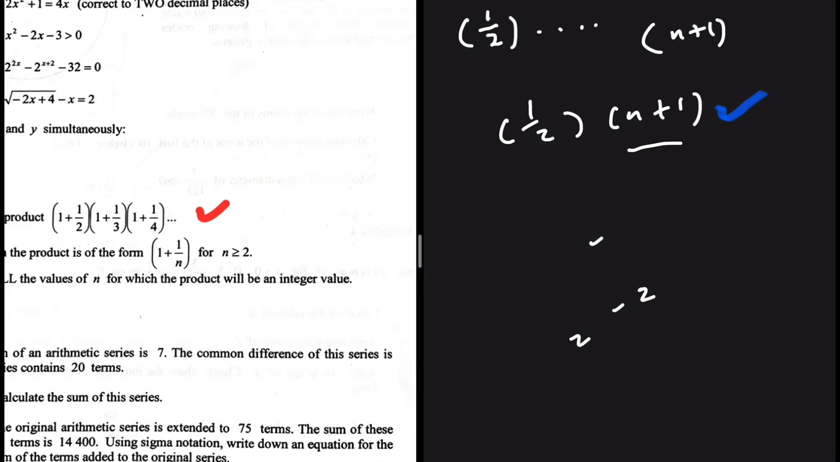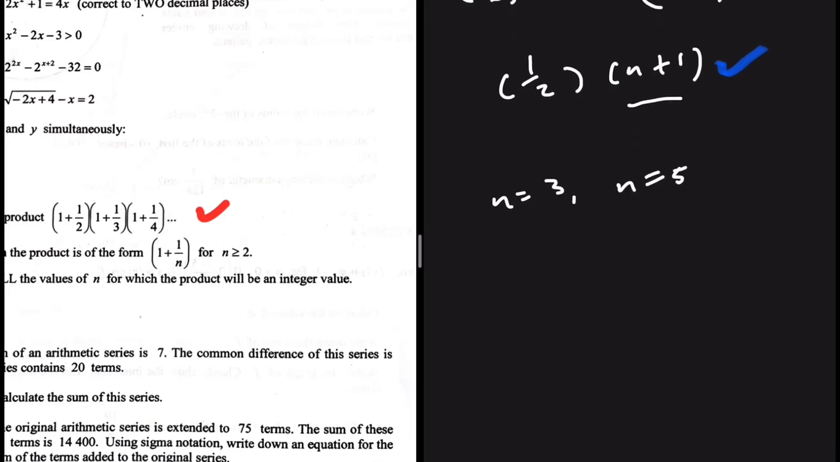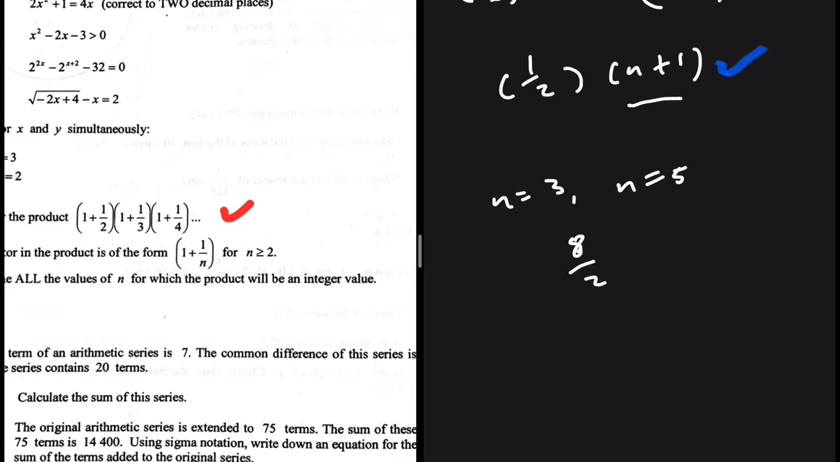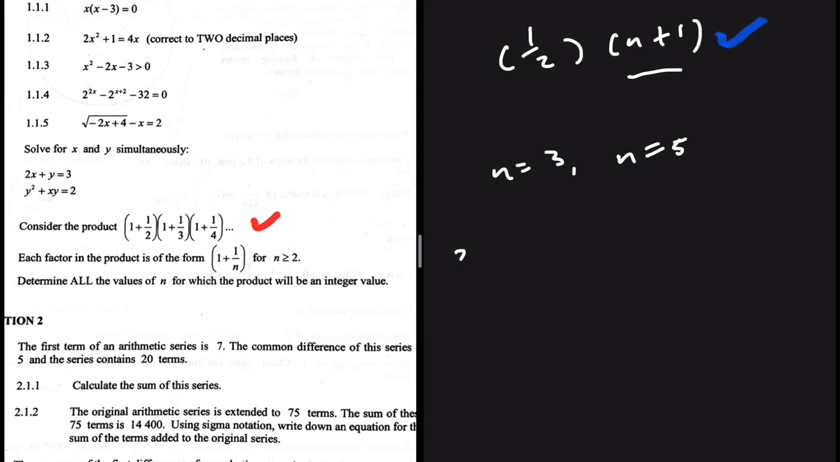So how can we achieve that? If n is equal to 3, our condition is satisfied, right? Because we're going to have 4 divided by 2. If n is equal to 5, we're going to have 6 divided by 2. If n is equal to 7, we're going to have 8 divided by 2, and so on. So n can be 3, 5, 7, 9, up until infinity, right? Any odd number so that our product can be an integer. So there we go.